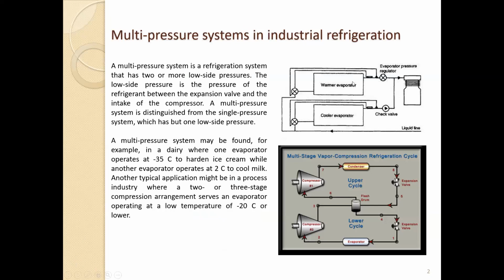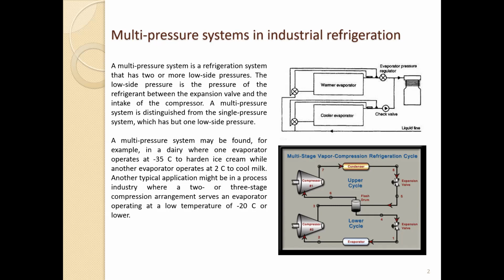Multi-pressure system in industrial refrigeration. Commonly application ito is yung sa industrial. A multi-pressure system is a refrigeration system that has two or more low side pressure. The low side pressure is the pressure of the refrigerant between the expansion valve and the intake of the compressor. A multi-pressure system is distinguished from the single pressure system which has but one low side pressure.